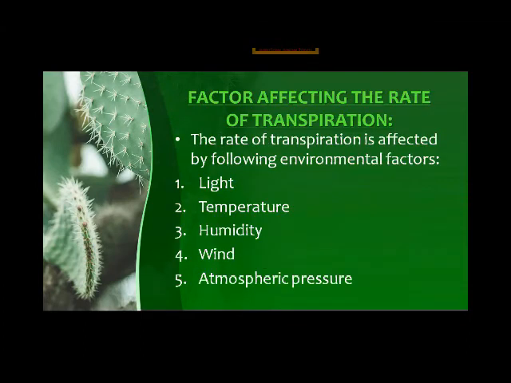Now, some factors are very important to maintain the rate of transpiration in plants. What are these factors? Already we have discussed that the rate of transpiration should be maintained in the plant. These factors are light, temperature, humidity, wind, and atmospheric pressure. These are the five factors that affect the rate of transpiration in plants. If they are properly maintained, the transpiration will not be disturbed. But if these factors affect the transpiration, it affects the life of the plant.